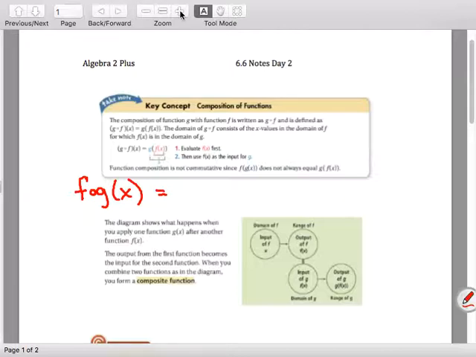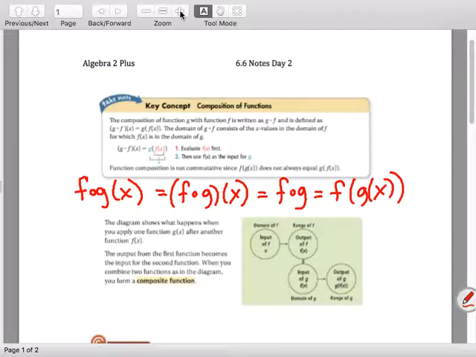My function machine is going to be a good visual for us. Sometimes you see it written like this. Sometimes you'll see it written like this. And sometimes you'll see it like this. I need you to be comfortable with all the different ways that you'll see it.